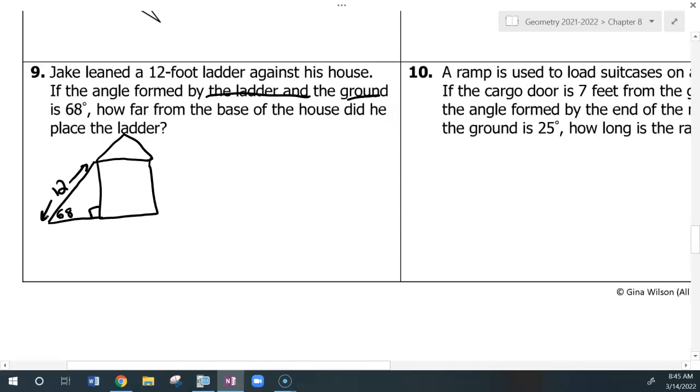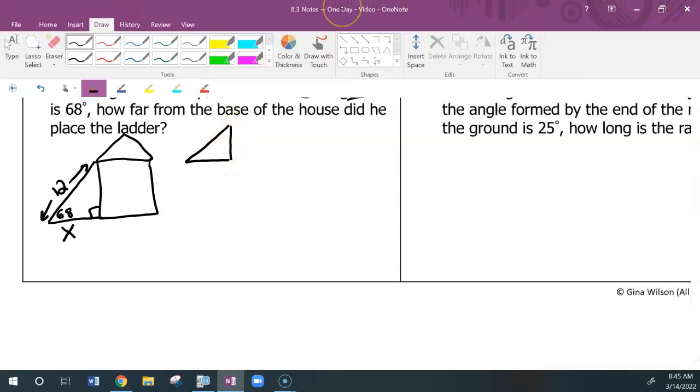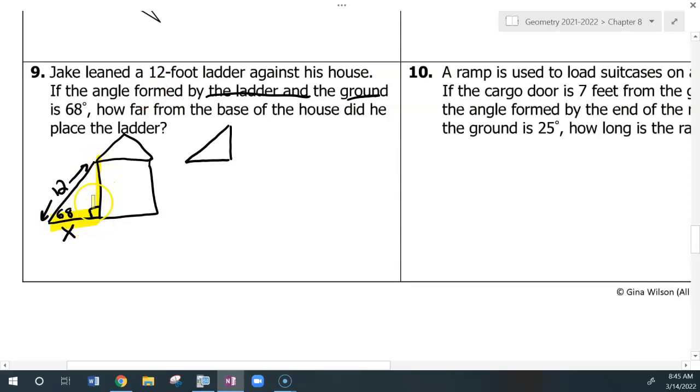And it says how far from the base of the house did he place the ladder? So that's down there, the distance from the bottom tip of the ladder to the house. It's x. All right, we're going to solve this just like a normal right triangle trig problem. If it helps, redraw the triangle. I'm going to highlight the triangle. So that's our triangle. Here's my 90-degree angle. That's x. This is 12.